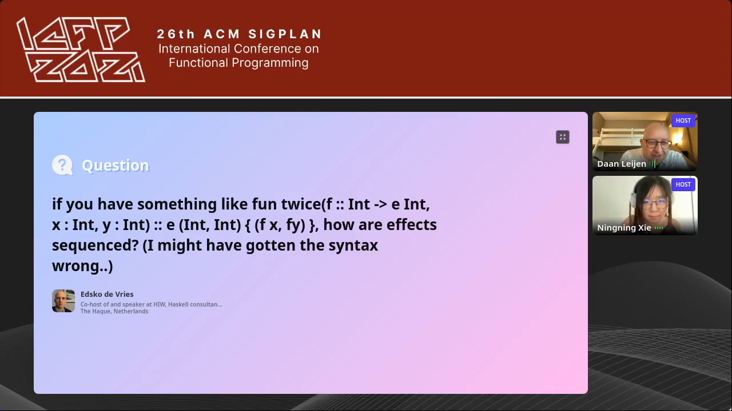I need to read it. Fx, Fy. Yes. So Koka has a strict left to right ordering in argument evaluation. It's strictly defined that all arguments are evaluated from left to right, top to bottom through the statements.